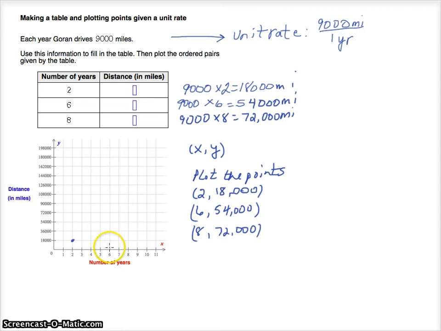And then you go to 6, and that's up to 54. And then you go to 8, and 8 is going to be 72. And then you draw your line. So here's my line after I connected all of the points. Let me darken the circles here. These are the points that we just graphed, and this is the line connecting them. This represents the relationship of the number of years he drives and the distance he travels in miles. So remember, multiply by the unit rate, and then plot the points according to their ordered pair.